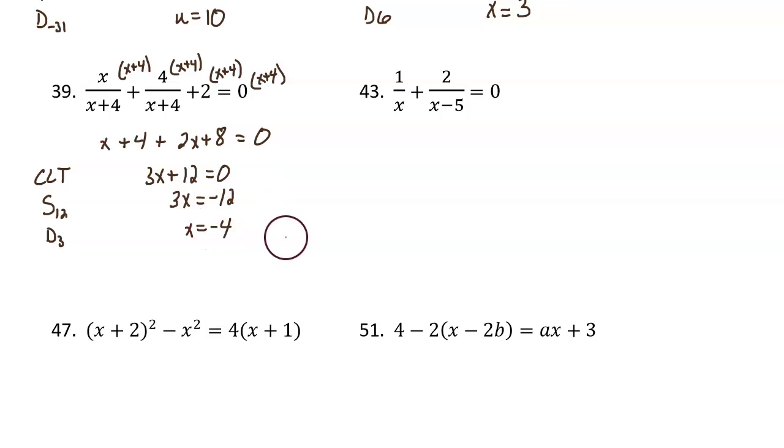Let's check our answer by substitution. And look what happens if you substitute a negative 4 right there. Negative 4 plus 4 makes the denominator equal to 0. Negative 4 is a restricted value. It's not in the domain for this equation. Because negative 4 is not allowed to be used, and there are no other possible answers, this equation has no solution.